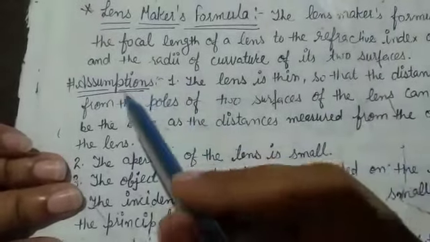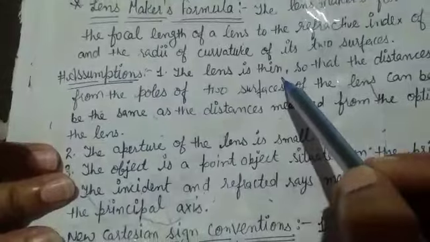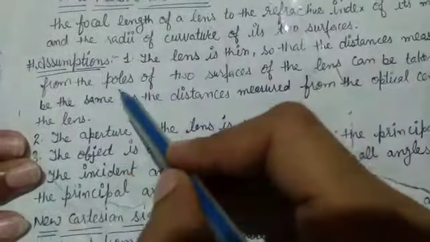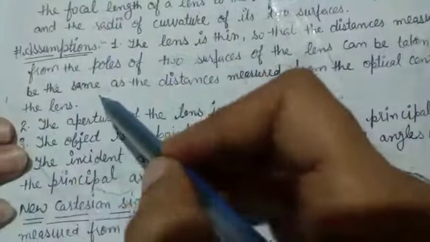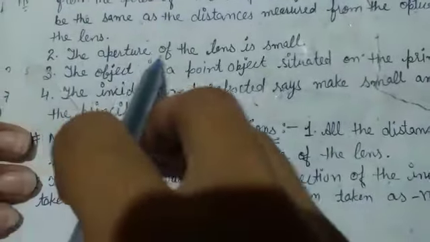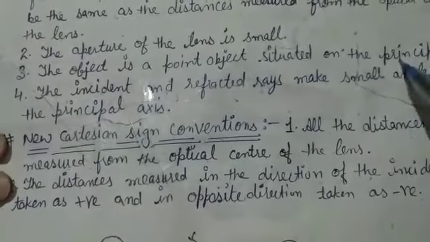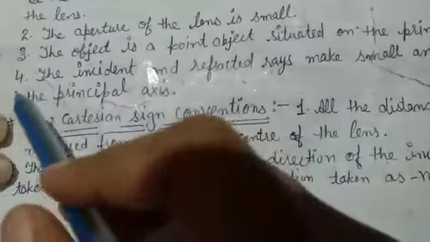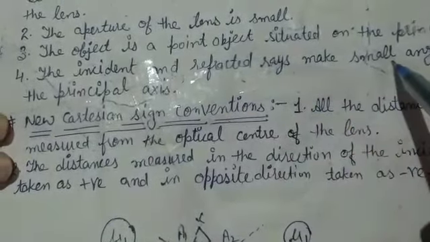So there are some assumptions. The first assumption is the lens is so thin that the distance measured from the poles of the two surfaces of the lens can be taken as the same as the distance measured from the optical center of the lens. Second, the aperture of the lens is small, third, the object is a point object situated on the principal axis, and the fourth, the incident and the refracted rays make small angles with the principal axis.